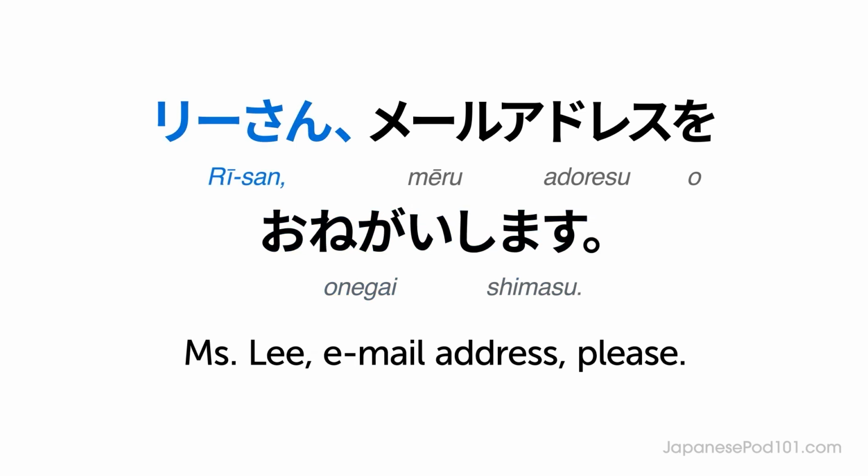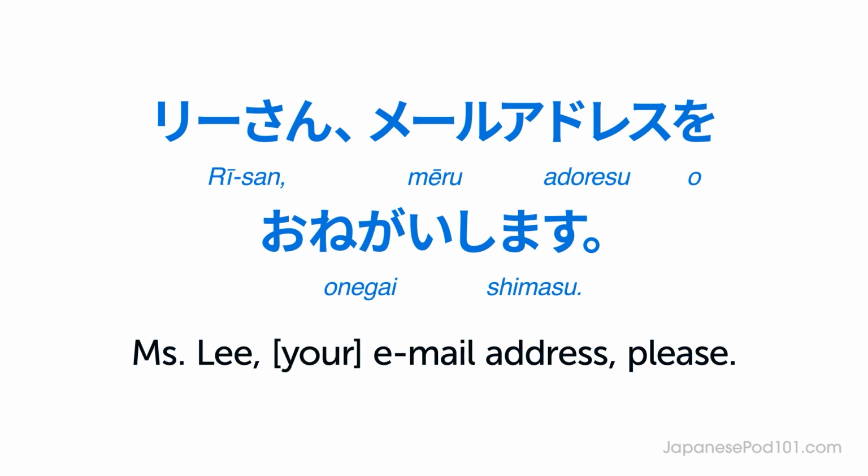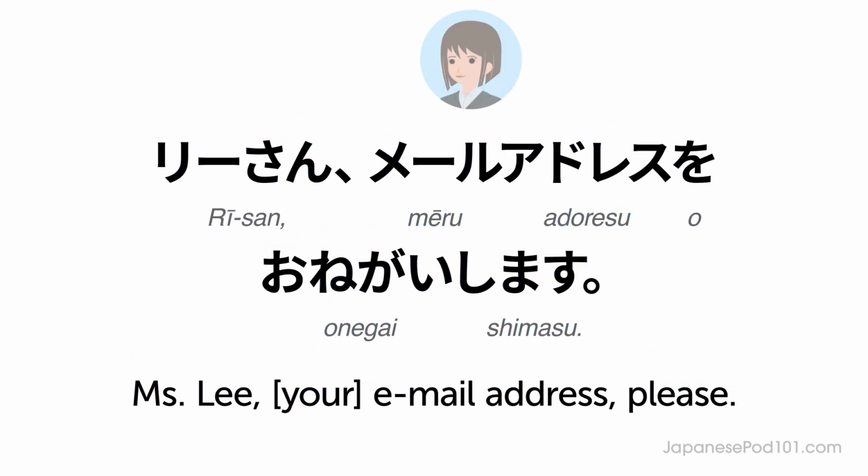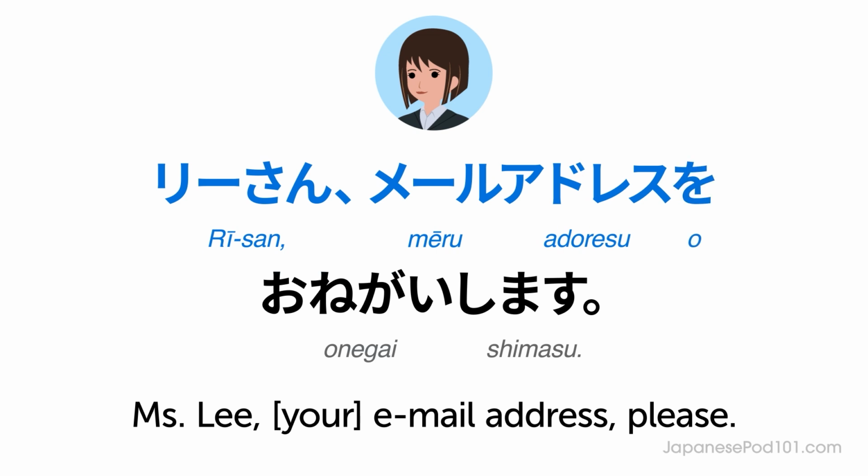Altogether, it's リーさん、メールアドレスをお願いします。This literally means, Miss Lee, email address, please, but translates as, Miss Lee, your email address, please. Note the your in your email address is understood from the context of the two-person conversation. Omitting understood information is common in Japanese. Remember this request. You'll hear it again later.